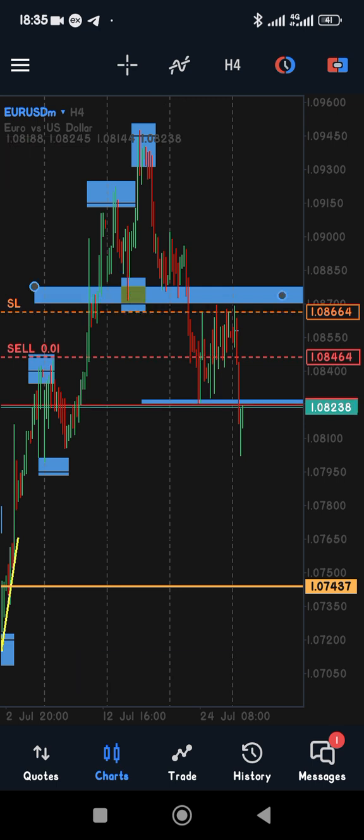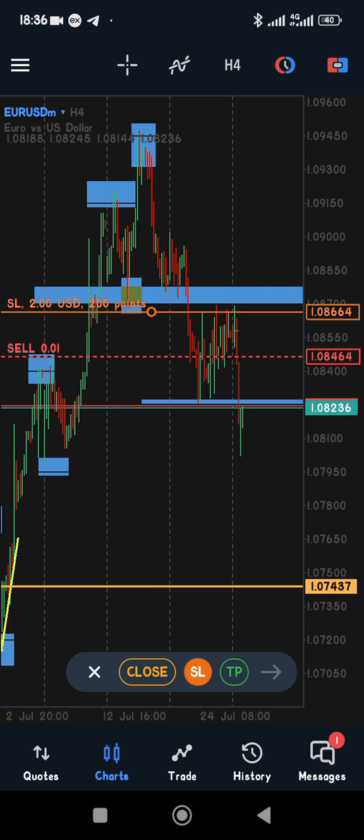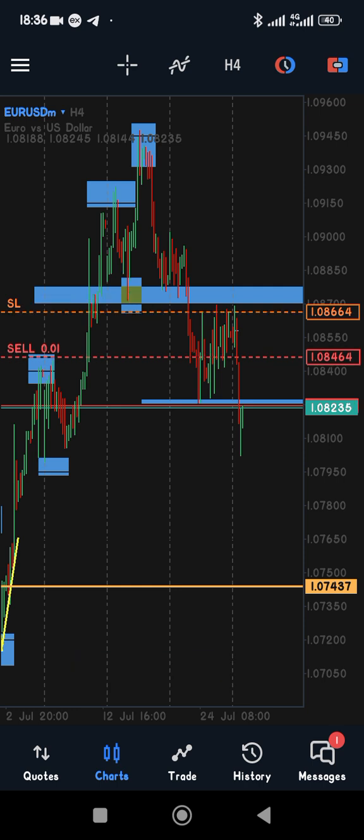So once it breaks this higher low over here, this last higher low, once the market broke it, that means the trend has changed from uptrend to downtrend. So the trend is about to change from uptrend to downtrend.